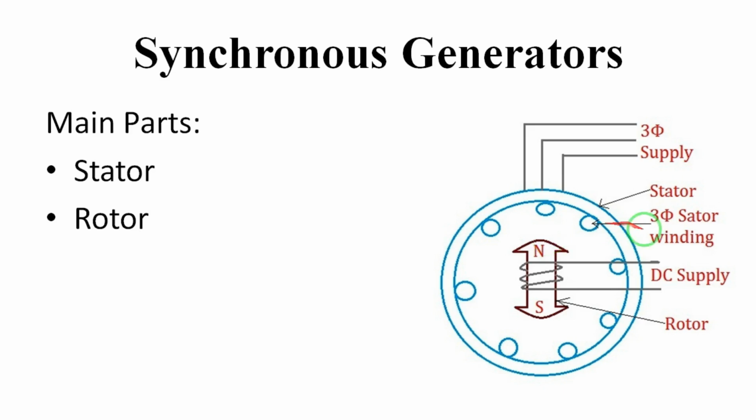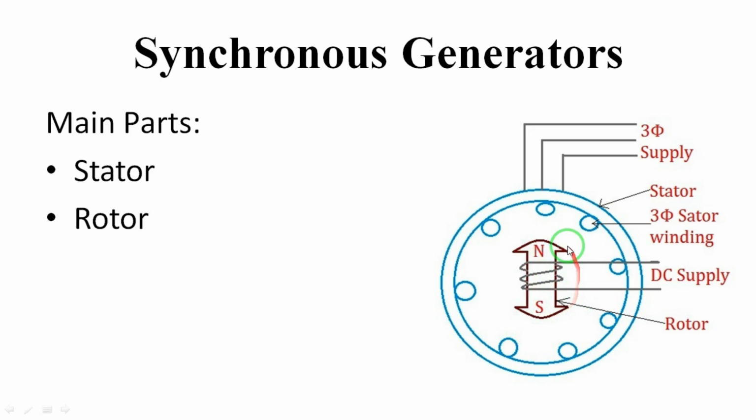In DC generators, the stationary part is the field winding and the rotating part is the armature winding. But in the synchronous generator, the stationary part is the armature winding and the rotating part is the field winding. This is the difference between DC generators and synchronous generators. The field consists of a north pole and a south pole. These poles are not permanent magnetic poles.